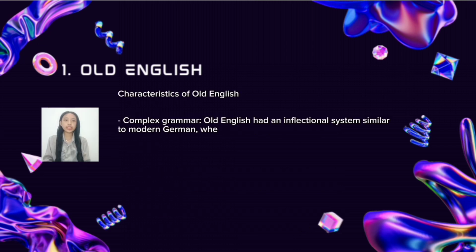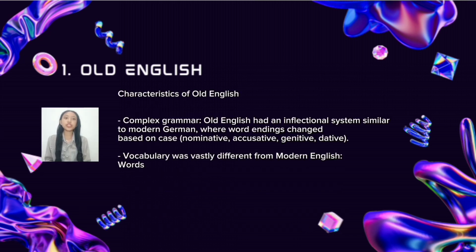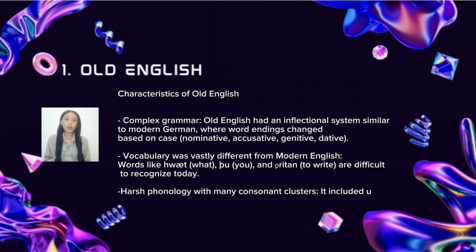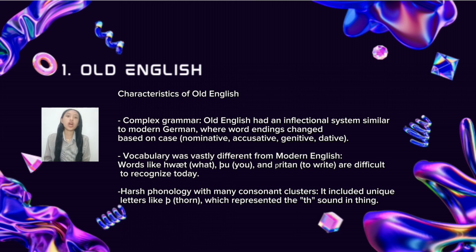First is complex grammar. Old English had an inflectional system similar to modern German, where word endings changed based on case. The second is that vocabulary was vastly different from modern English. Words like what, you, and to write are difficult to recognize today. The third is harsh phonology with many consonant clusters. It included unique letters like thorn, which represented the th sound in thing.